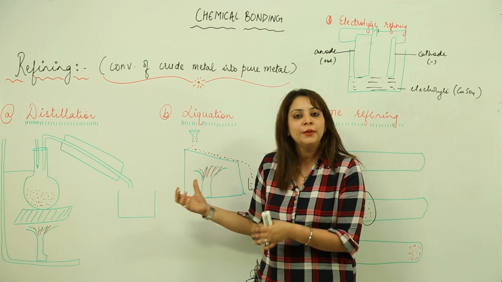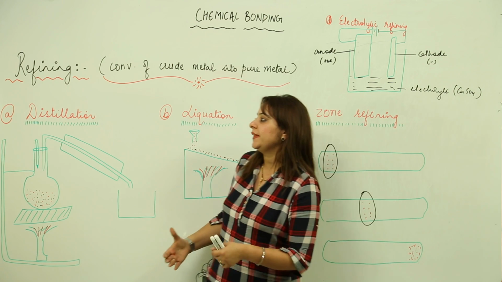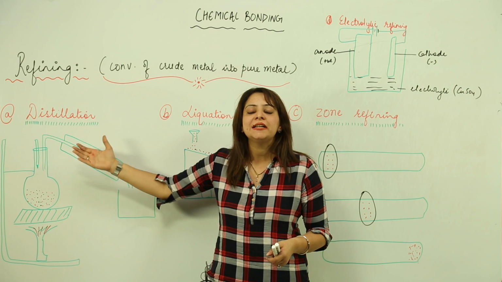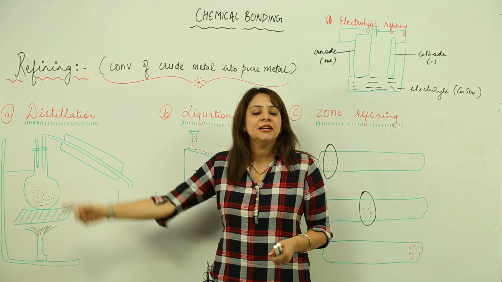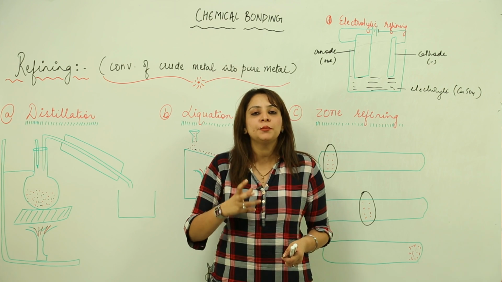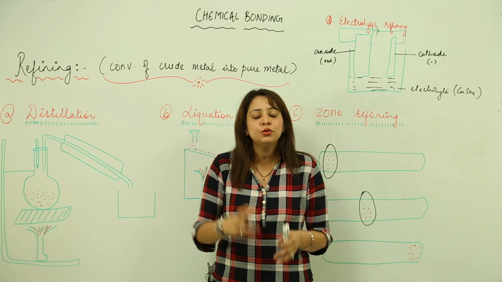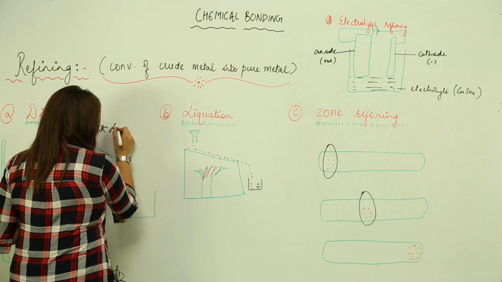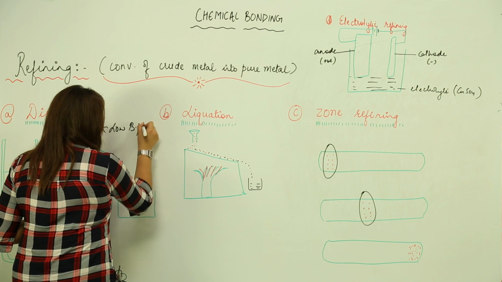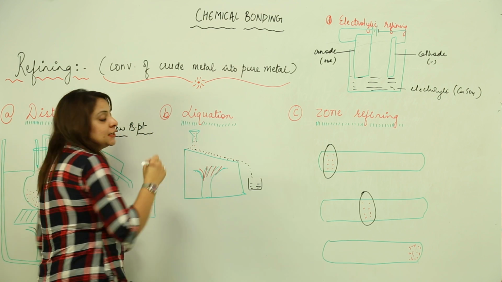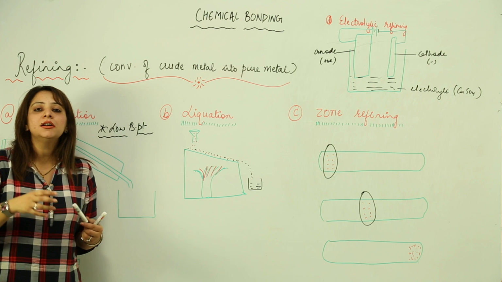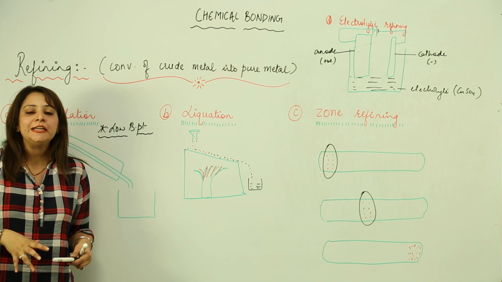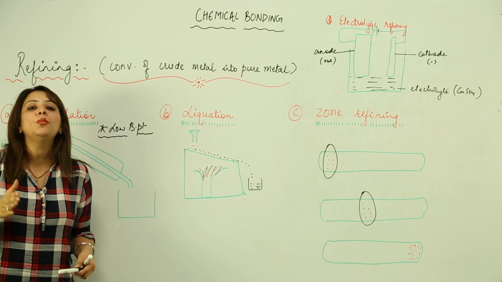I have a few methods for you. The first method is distillation. This method is based on the property that it is used for metals which have a low boiling point. The condition required for this method to be employed is that the metal which is present along with the impurities should possess a low boiling point.